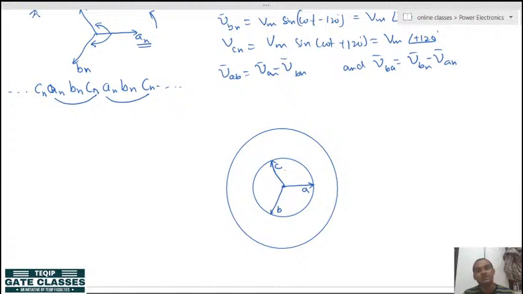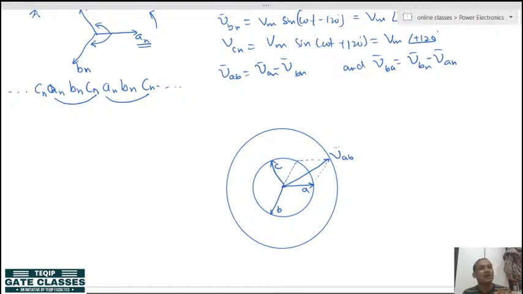Alright, and how to subtract, you already know, that we have to reverse one phasor and then add them. So here if you reverse them and add them, you will get it like this. So see, you get VAB here. So this is your VAB. Alright, VAB. So now you want to write VAB.